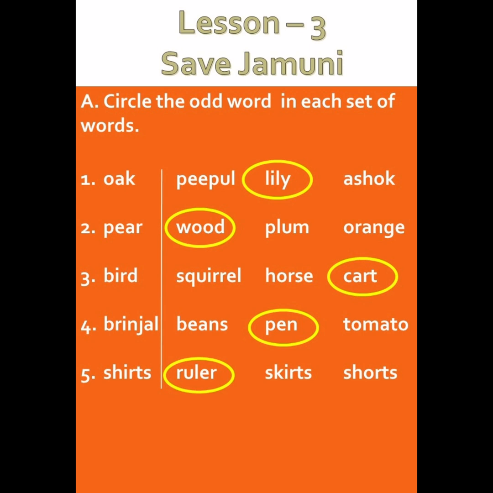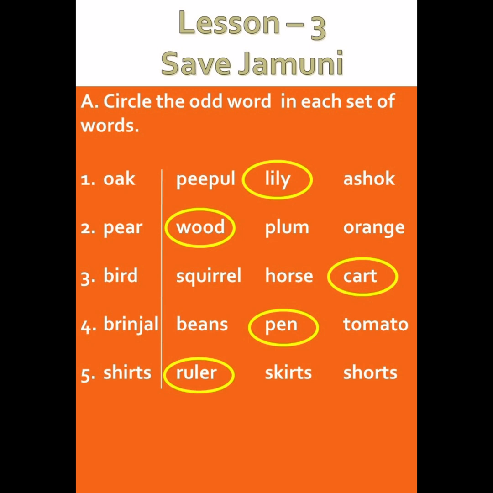Last one is shirts, ruler, skirt, shorts. All these are names of dresses, but ruler is a scale. For scale, we use the word ruler also. Shirt, skirt and shorts are names of dresses. So we will circle the word ruler. Check your answers. Lily, wood, cart, pen and ruler. I hope you all have circled these words. Now move to part B.